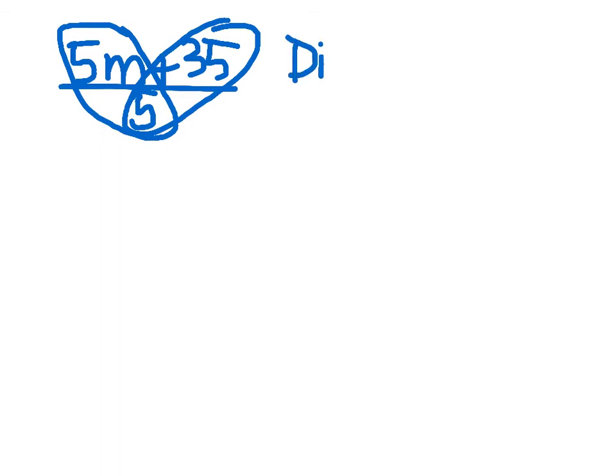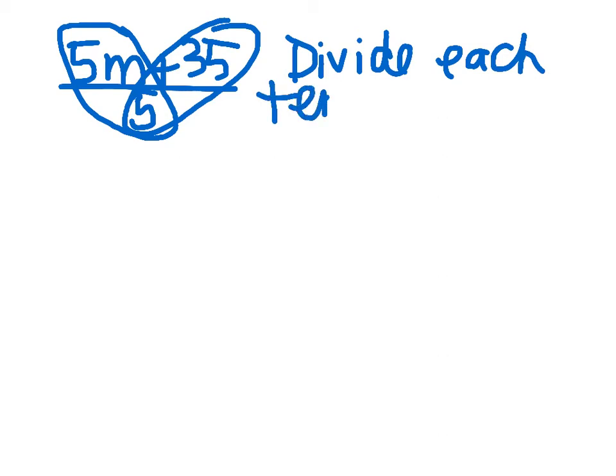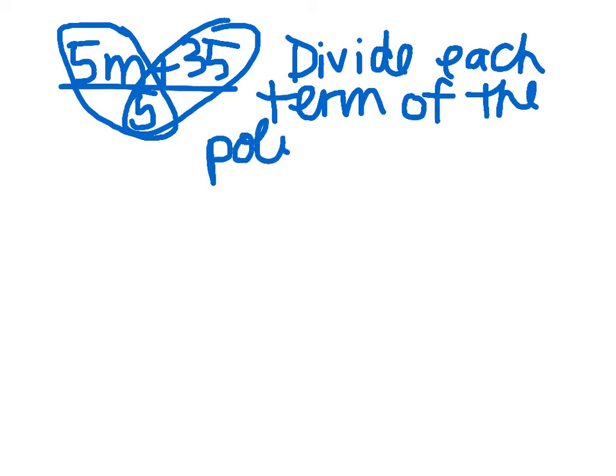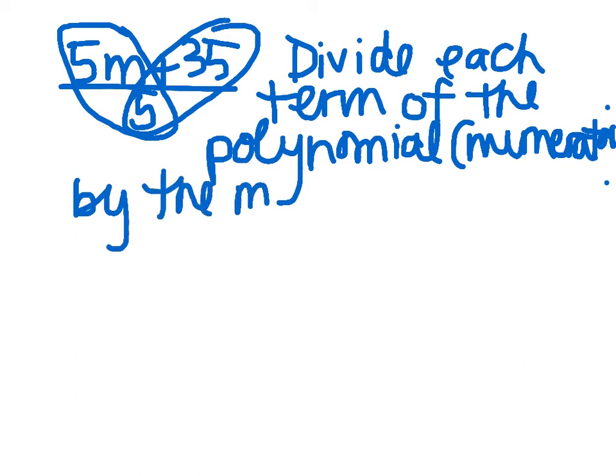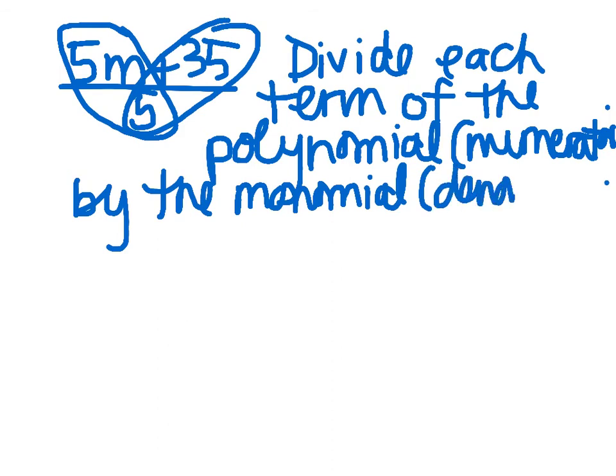So I'm going to put that in words. Divide each term of the polynomial, which is the numerator, by the monomial, which is the denominator. Okay? So let's take an example that's a little bit more complicated.